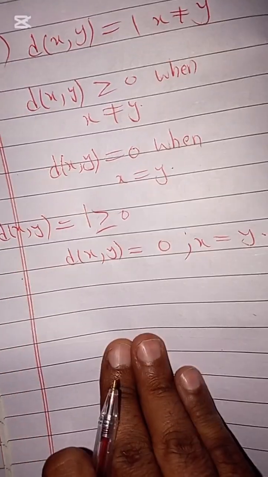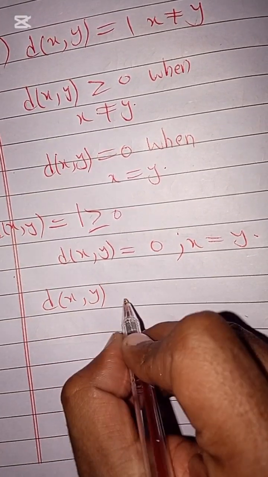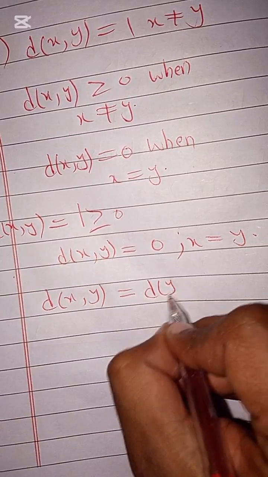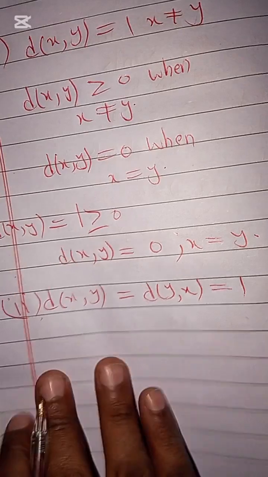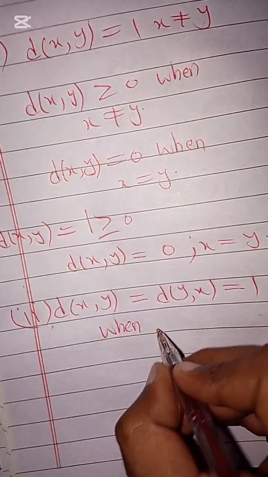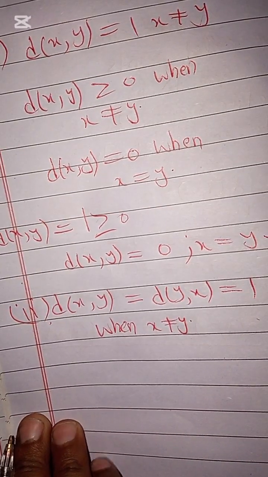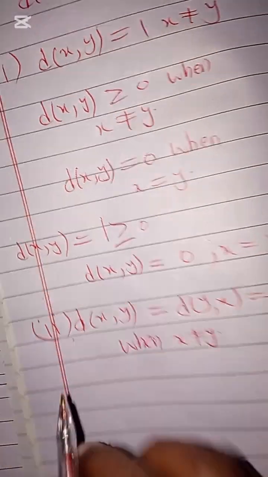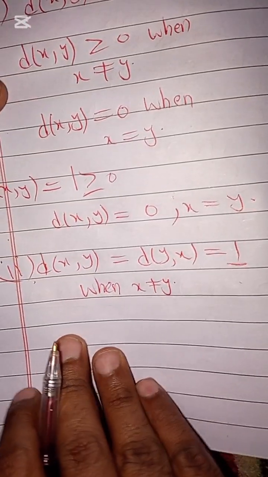Let's check the second condition. What is the second condition? They said that the distance of x to y equals the distance of y to x, which is also equal to 1. So the second condition is also satisfied, because when x and y are not equal, the distance between them is also equal to 1. Okay, now let's come to the third condition.